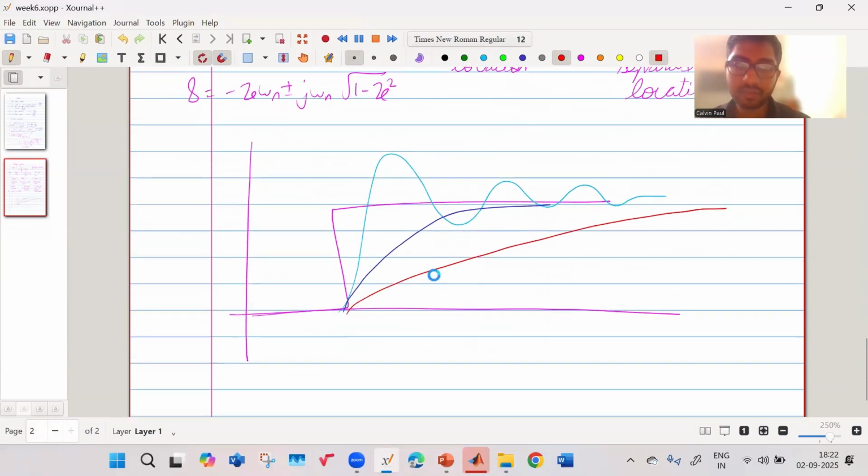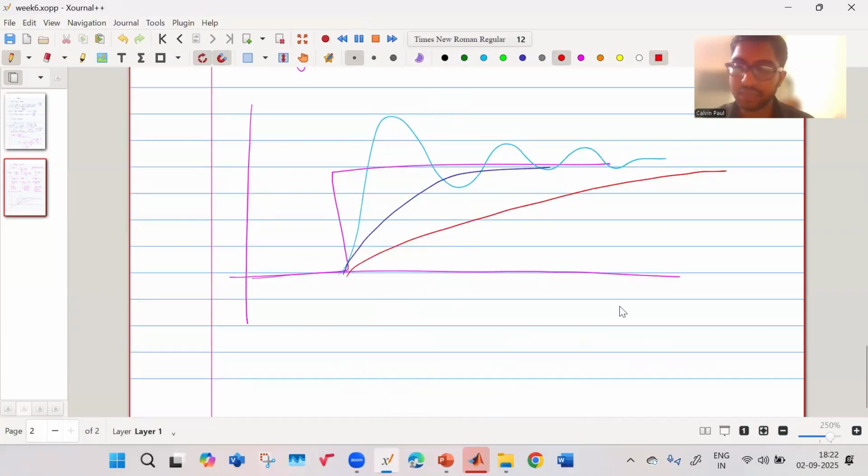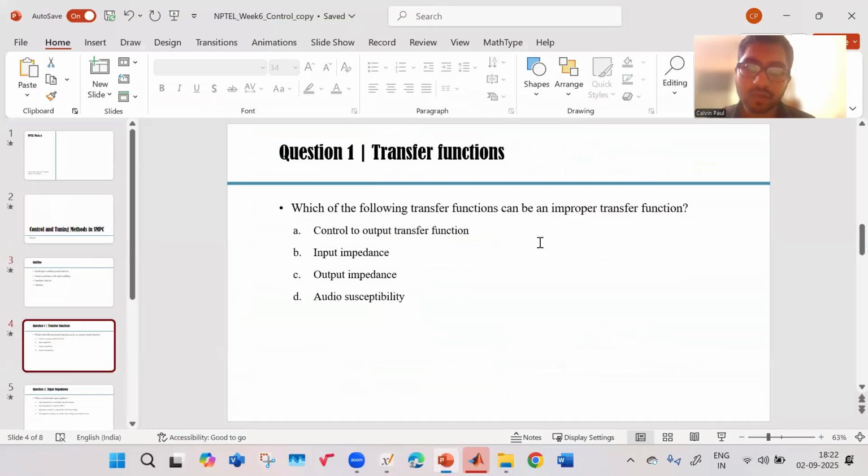Now, I think it's better if we do this with an example. Or let us start with the questions. That way we can proceed faster with the example. Which of the following transfer functions can be an improper transfer function? Like Arun has told, there are these 4 different types of transfer functions. You have control to output transfer function, you have input impedance, you have output impedance, you have audio susceptibility, right? You have 4 transfer functions. So which of the transfer functions can be an improper transfer function?